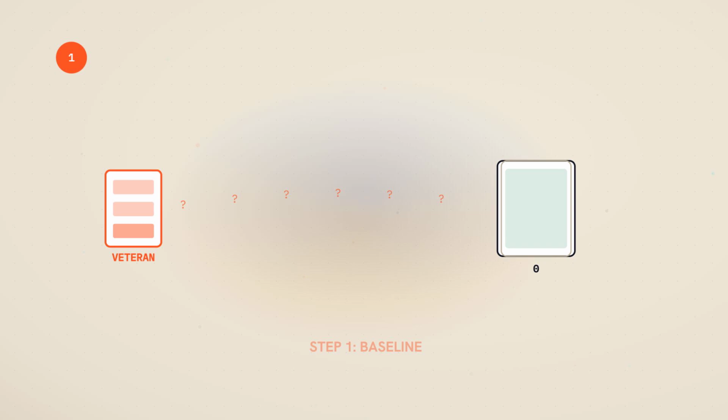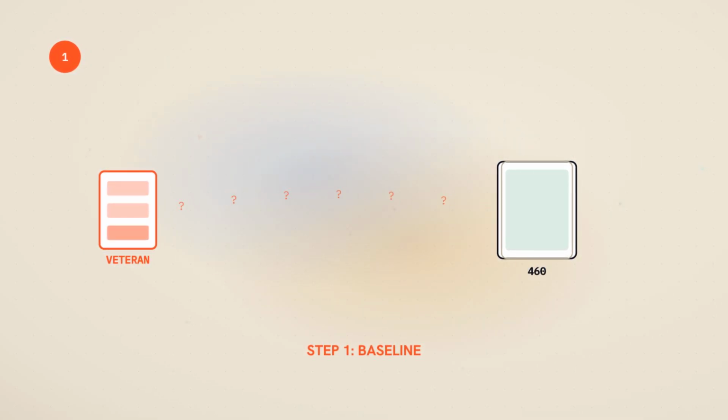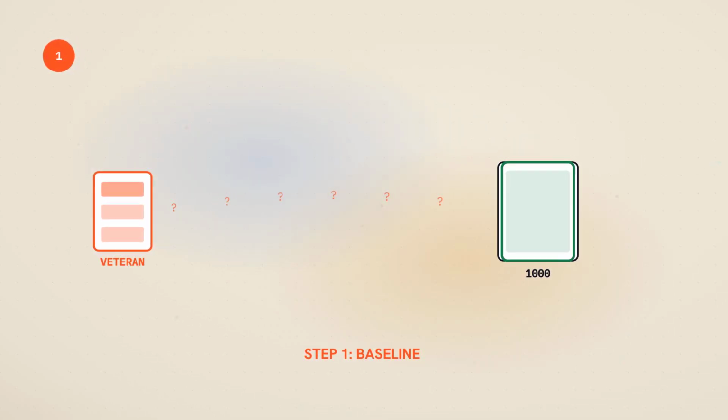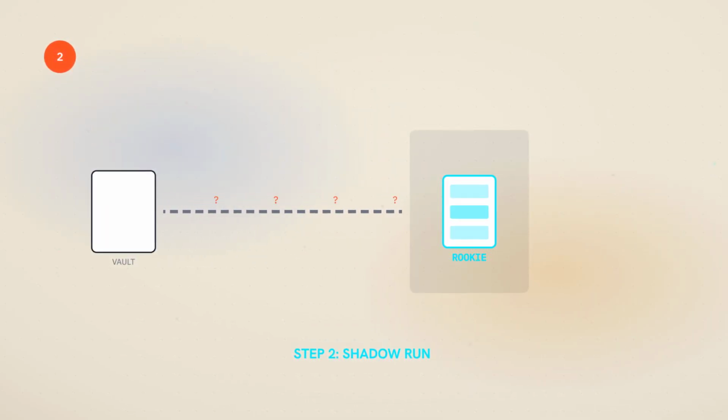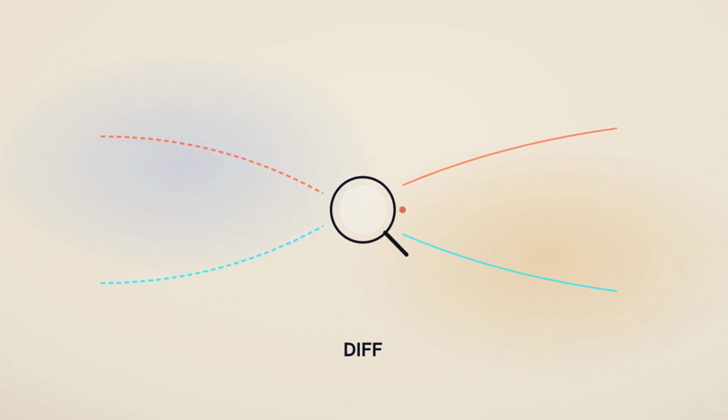Step 1 is recording the baseline. You save the exact answers your old model gave to 1,000 test questions. Step 2 is running the same plays. You feed those exact same questions to the new model behind the scenes. Then you compare the two outputs to see where they diverge.